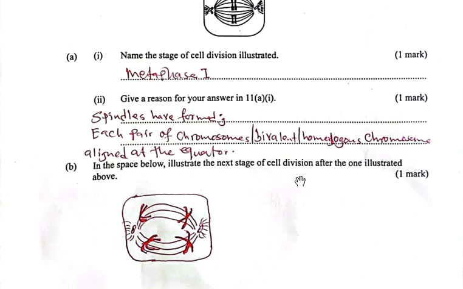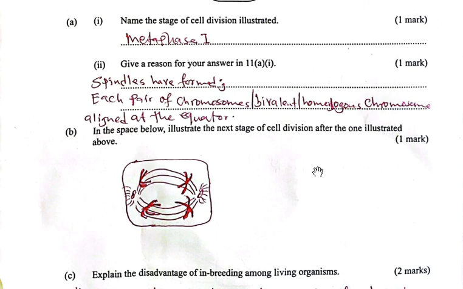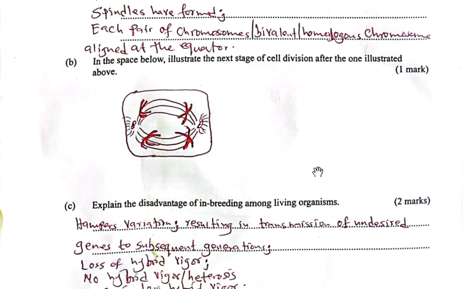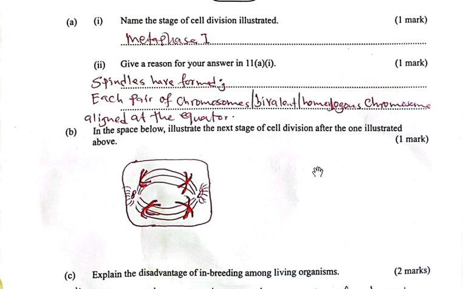Then part B, in the space below, illustrate the next stage of cell division after the one illustrated. You must know the stage. The next stage is anaphase 1, because we have that formula IPMAT. Interphase, from interphase prophase, metaphase, anaphase, then we have telophase. And I think you must draw the anaphase 1 well.